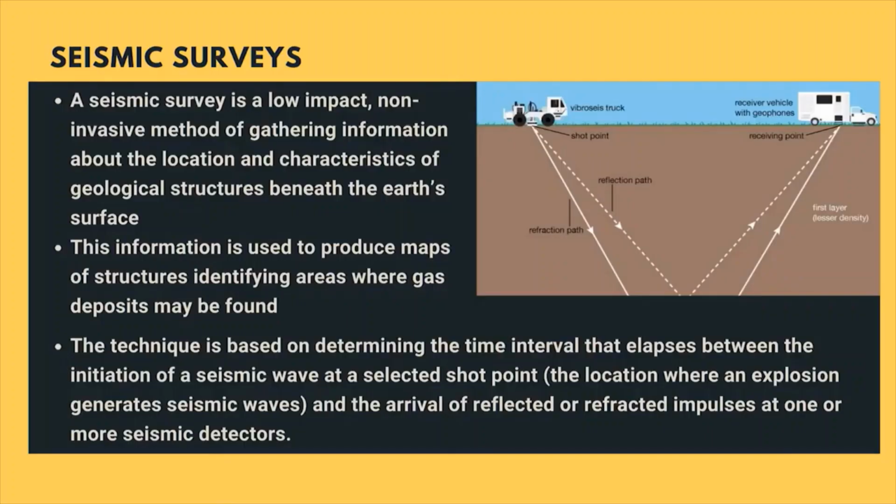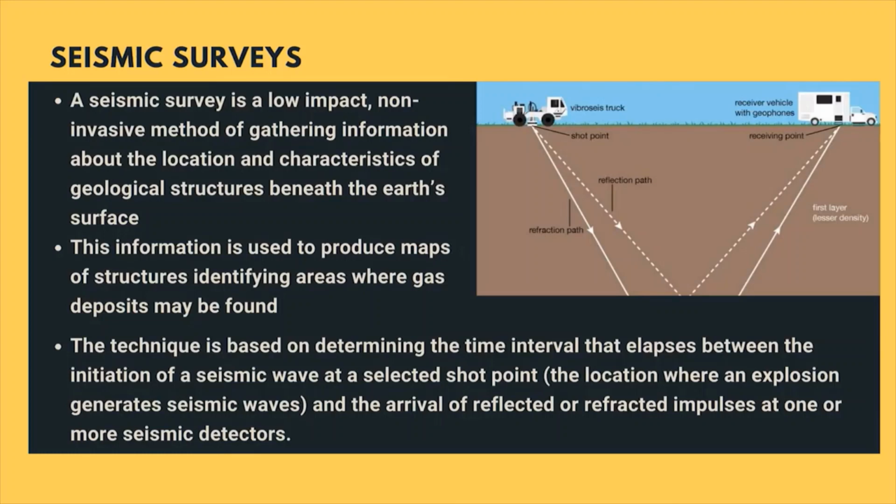Primarily here, with the help of a specific instrument, sound waves are produced and sent into the subsurface of the Earth. Based on the time taken for the sound waves, we are able to figure out what kind of rocks are present. This technique is based on determining the time interval that elapses between the initiation of the seismic wave at a selected shot point, that is the location where the explosion generates seismic waves, and the arrival of the reflected or refracted impulses at one or more seismic detectors. This seismic survey can happen either on land or in the sea.